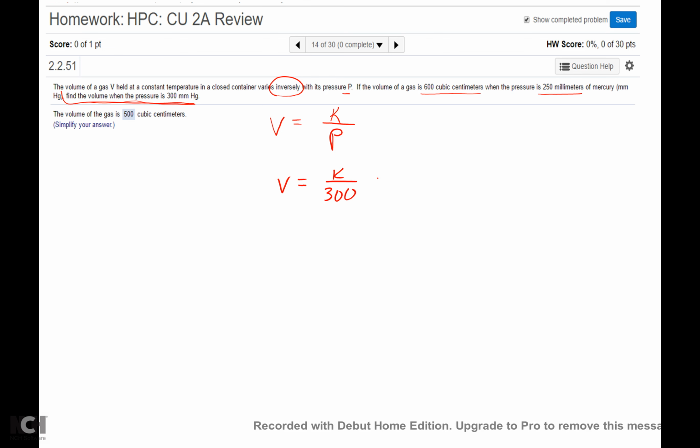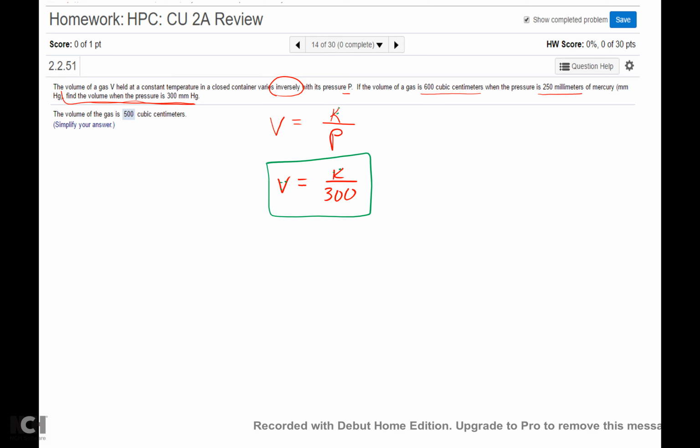The question is find the volume when the pressure is 300. Well, there's my equation. I just need to solve it. The problem is you can't solve algebra when you don't know 2 of the variables. You've got to know all but 1. This is the question I need to answer, but I can't answer it until I figure out what k is.